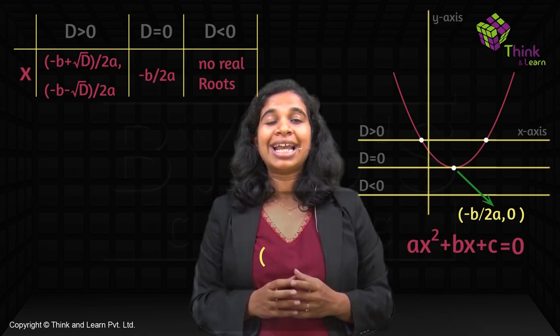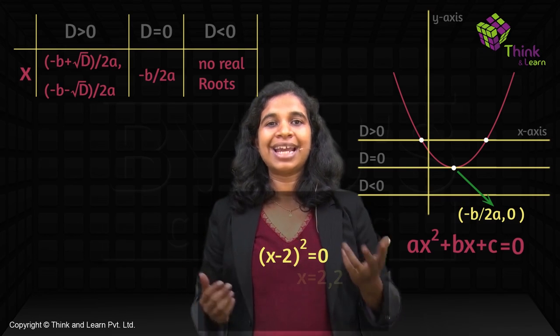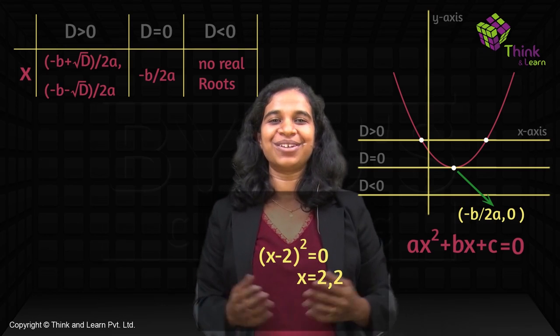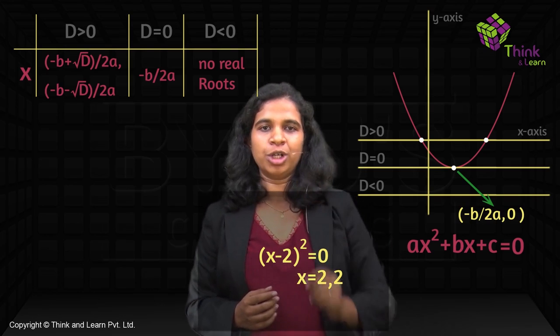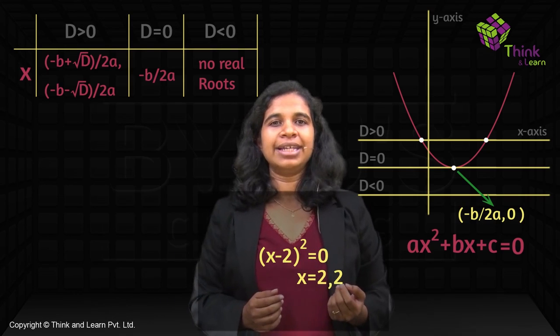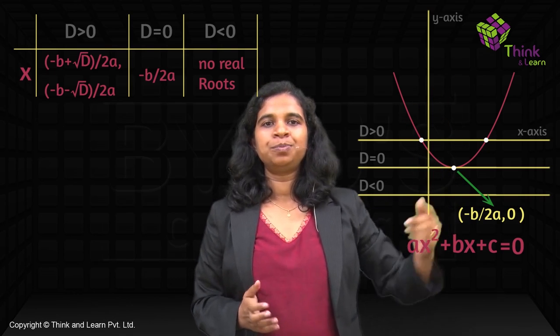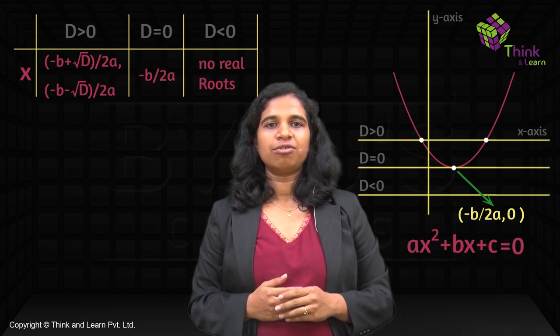For example, x minus 2 the whole squared equal to 0. What is the answer? X equal to 2. Right? It's x equal to 2 and x equal to 2. Both the times x is equal to 2. So for all practical purposes, there's one root. But we say roots are real and equal. That's that case. Finally, when d is less than 0, there are no real roots. So your x-axis never cuts the graph.